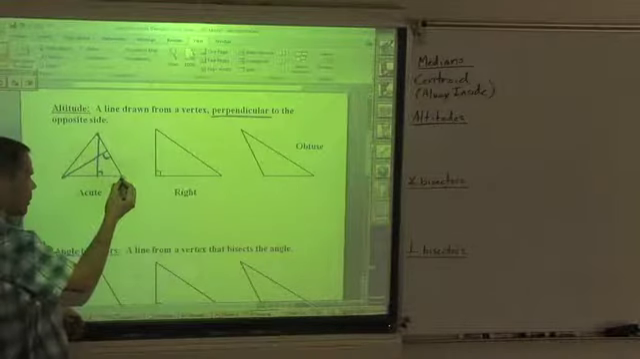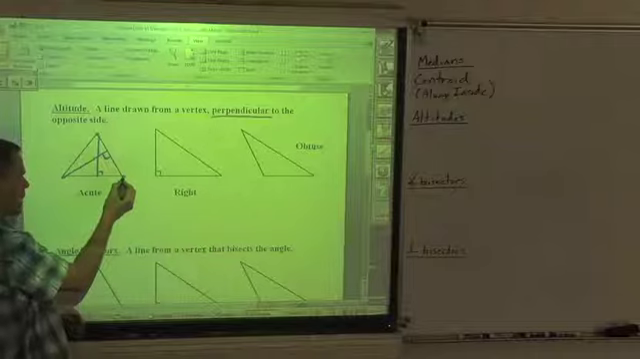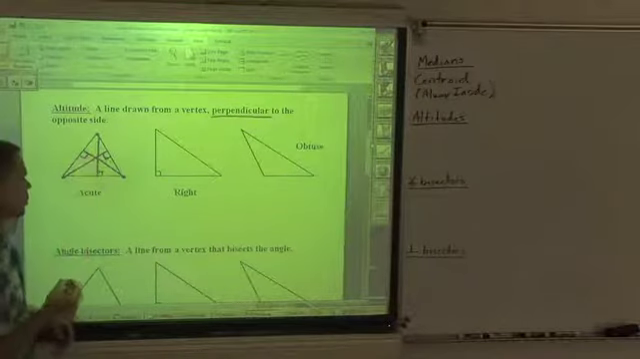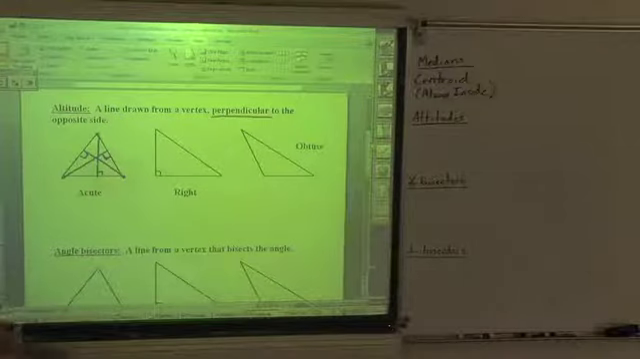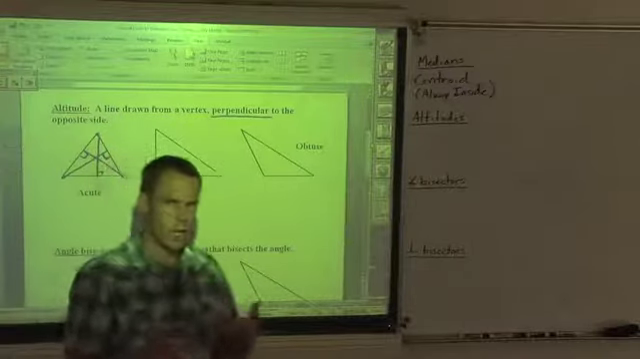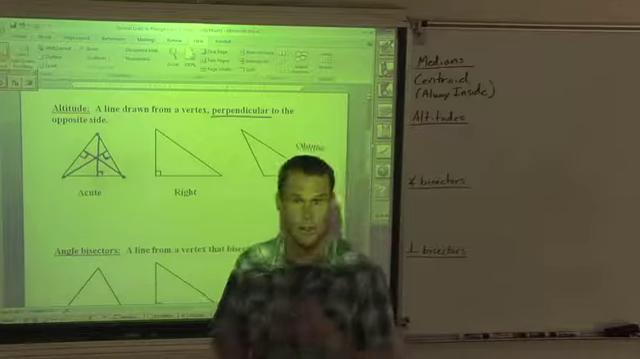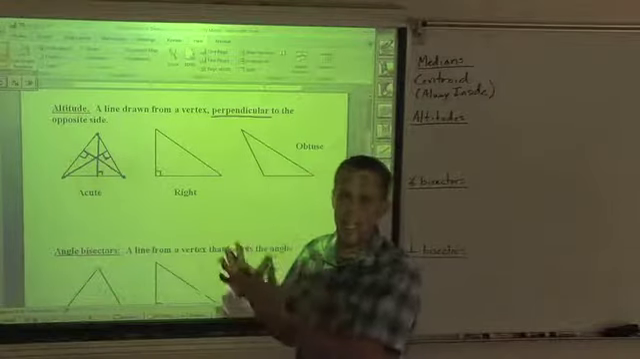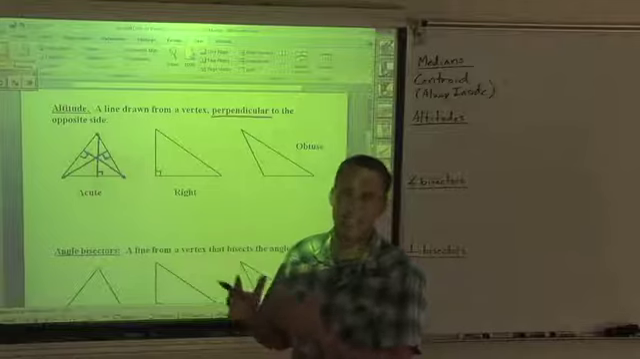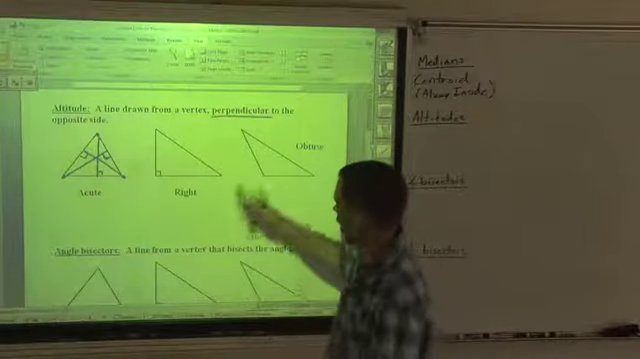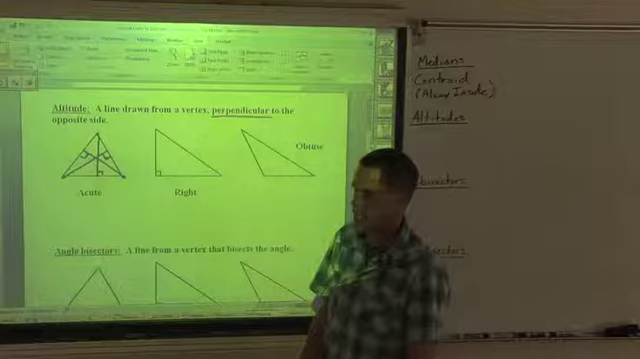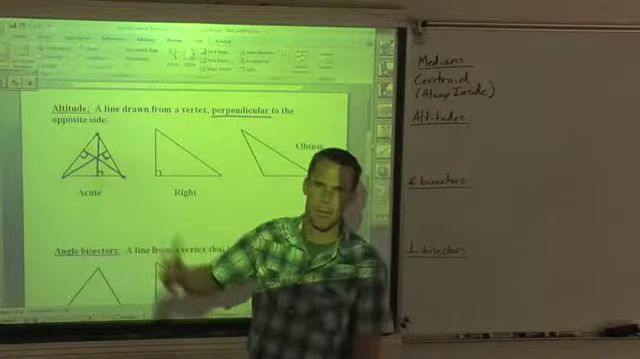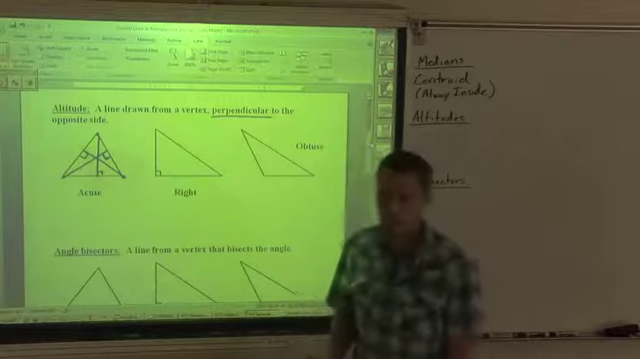Now, here's the third one. Vertex perpendicular to the opposite side. It is very important that if you are drawing an altitude, you include the right angle. If you do not include the right angle, you have not given anyone looking at the picture the justification that it is an altitude, that it is perpendicular to that opposite side. Again, we notice that all three of these seem to come together at the same point.